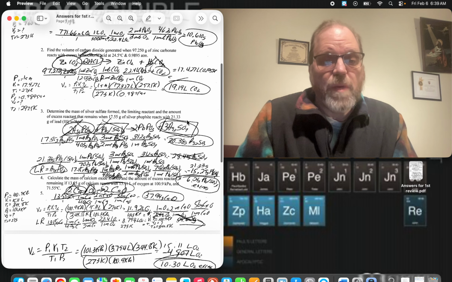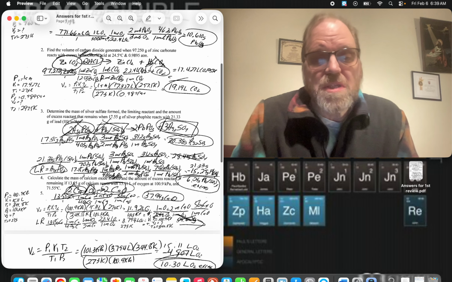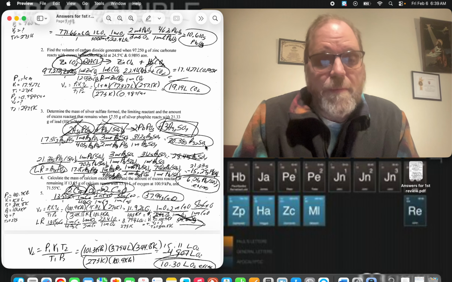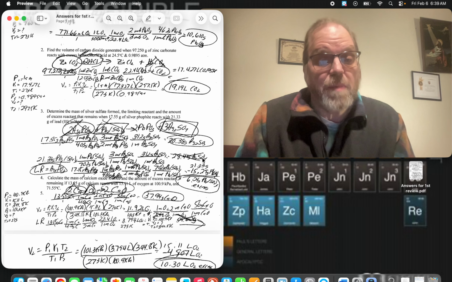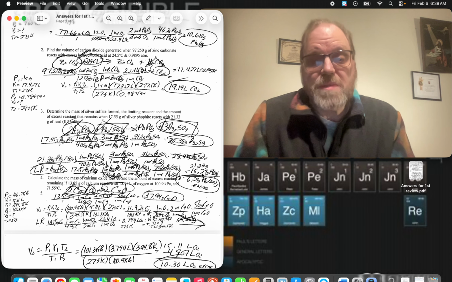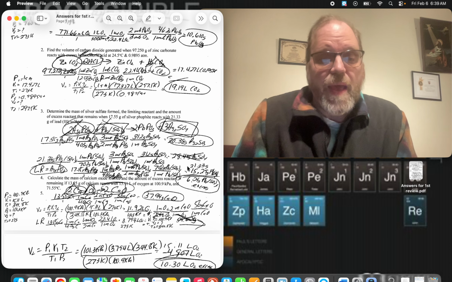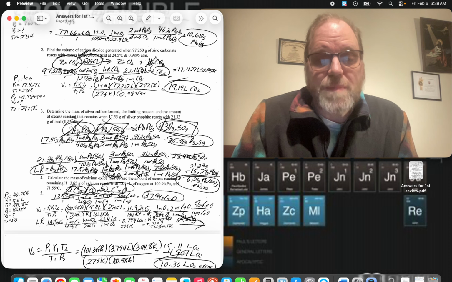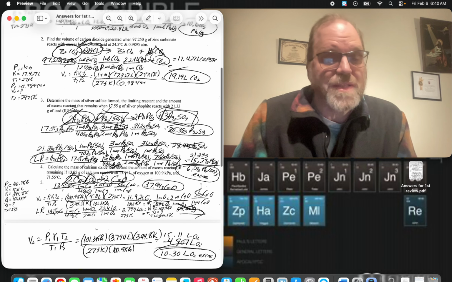Number 3, we generate 20.38 grams of silver sulfate. The 28.44 grams of silver sulfate is too much. So silver phosphite is my reactant. We take the silver phosphite to the lead 3 sulfate, and we get 15.29 grams of lead 3 sulfate. We then subtract that, so we end up with 6.04 grams of lead 3 sulfate excess.